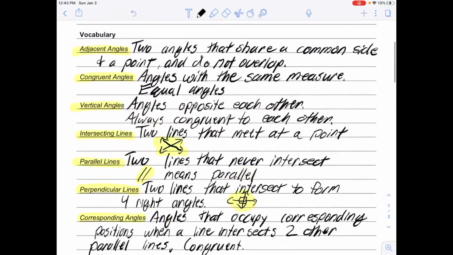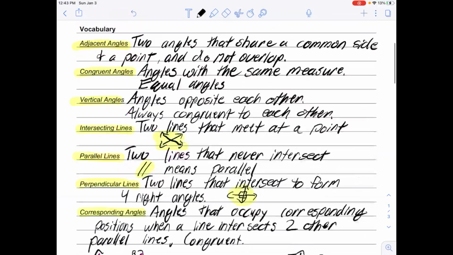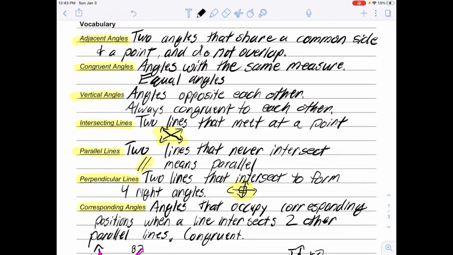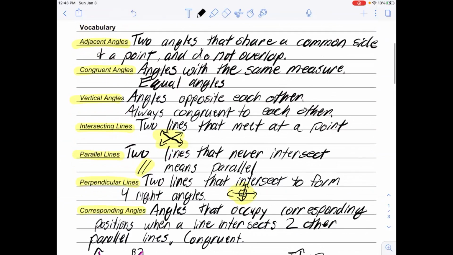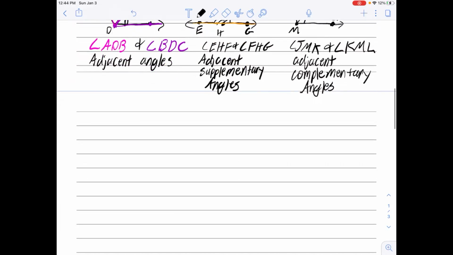Our next thing I want to talk about is vertical angles. So vertical angles up here says that they're angles opposite each other, always congruent to each other. Okay? So here's what that looks like. Let's say I have a pair of intersecting lines like this. We always put arrows on our lines. That means that our lines could keep going forever and ever, but we're just not going to draw that.